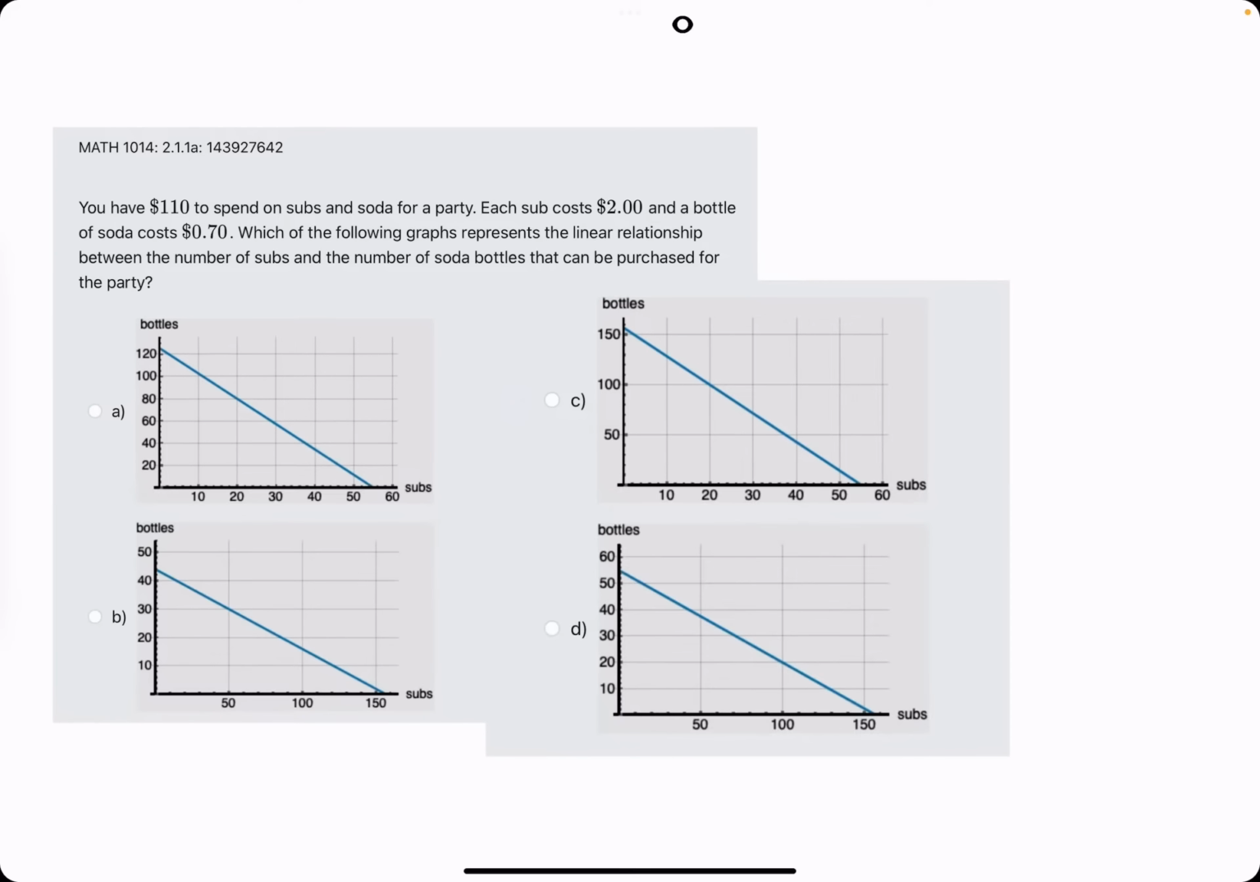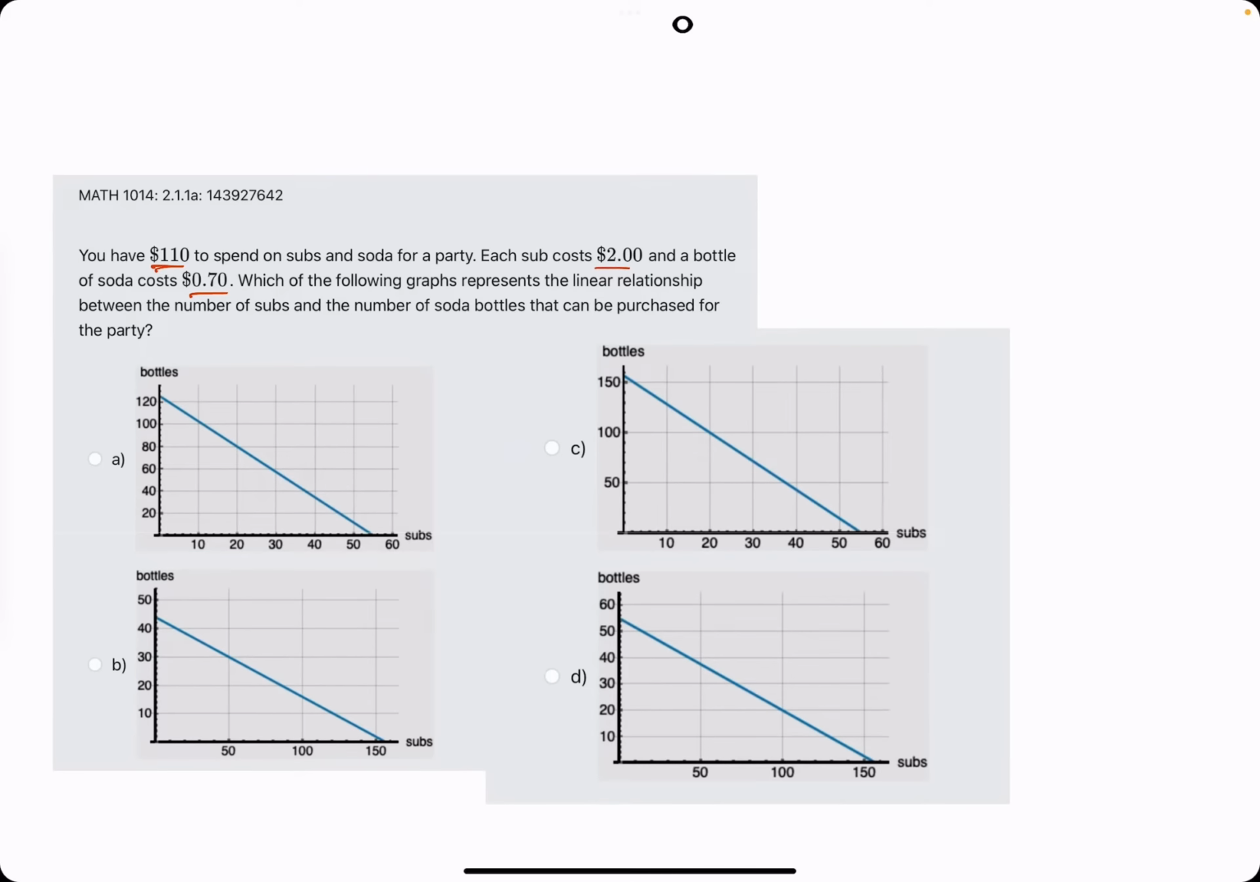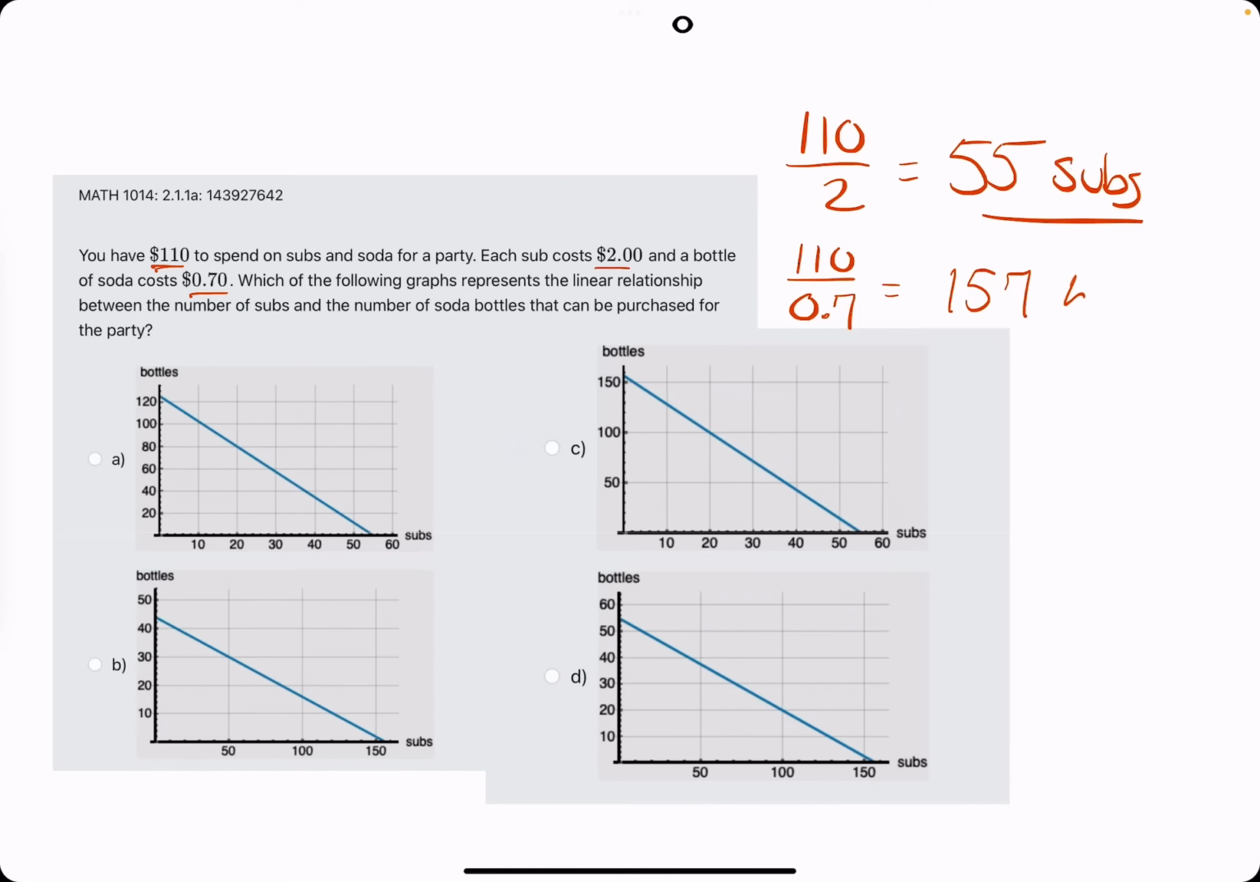Let's try one more. Let's do it a little bit faster. 110 divided by 2 and then 110 divided by 0.7, okay? 110 divided by 2. It's 55. Yep. And that's the number of subs because each sub was $2. And then 110 divided by 0.7. The answer is approximately 157.1428. All right, so that's the number of soda bottles that we could buy if we're buying 0 subs.